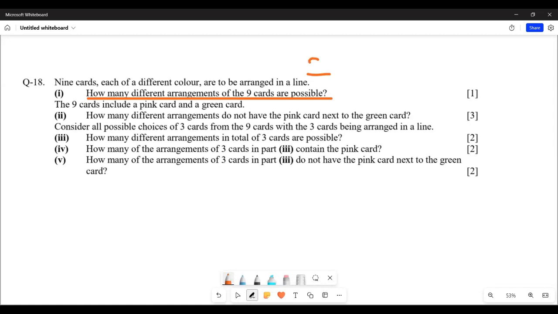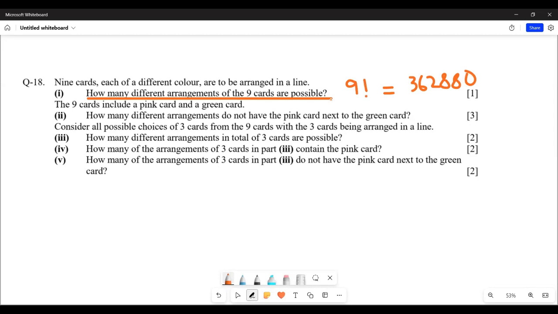first slot there are 9 options, in the second slot there are 8 options, in the next slot there are 7, all the way till 1. So I'm going to use 9 factorial, which gives 362880. 9P9 will give you the same answer.